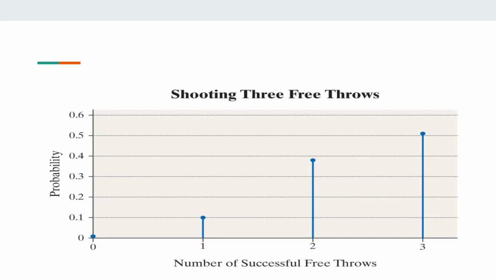And this one's pretty simple. Here we go. But a little bit more complex. If someone shoots free throws, they might hit all 3 half of the time, 2 40% of the time, and 1 10% of the time.